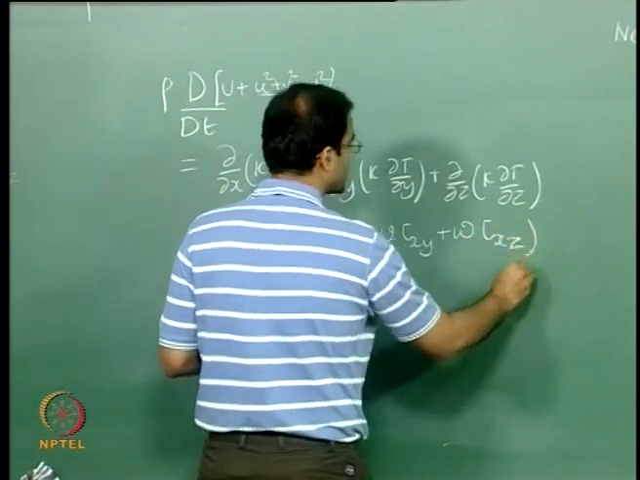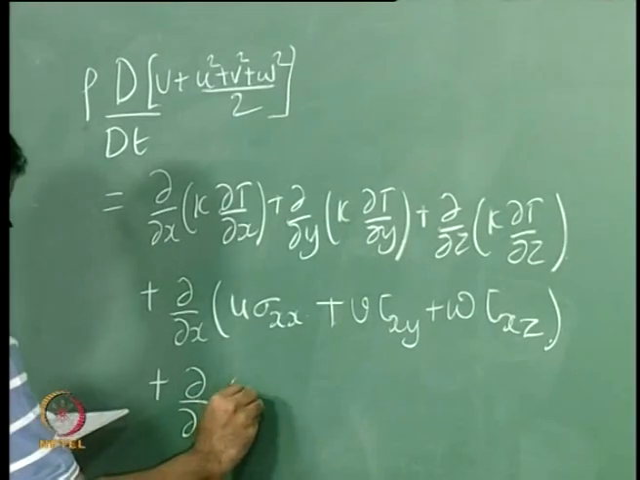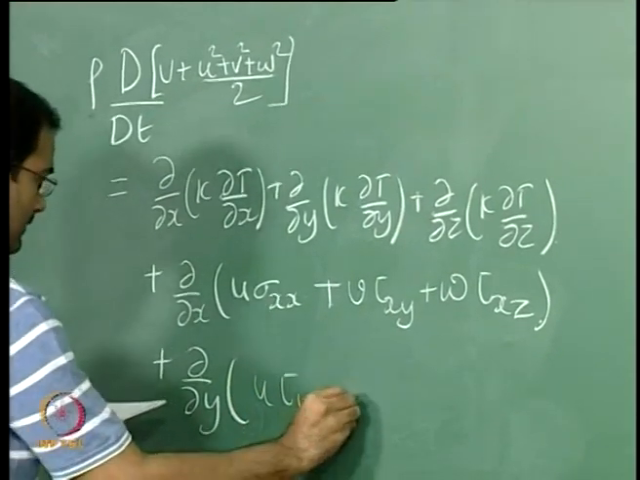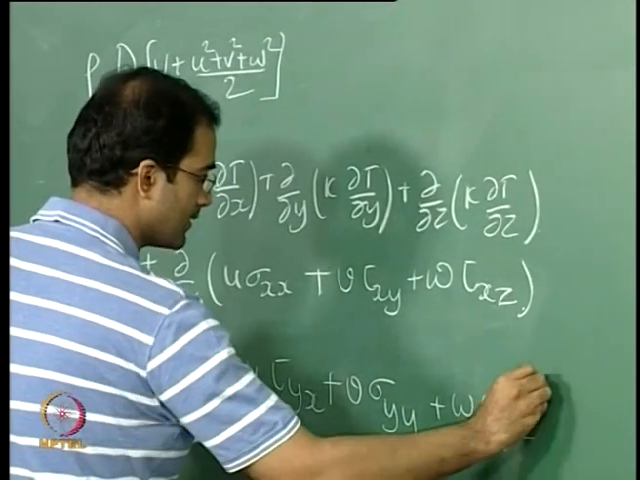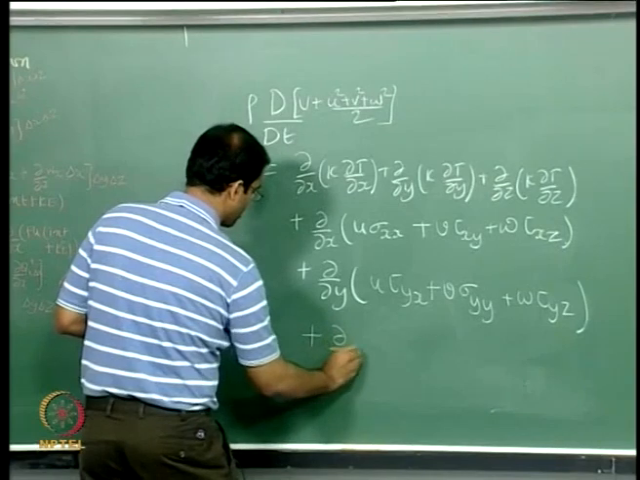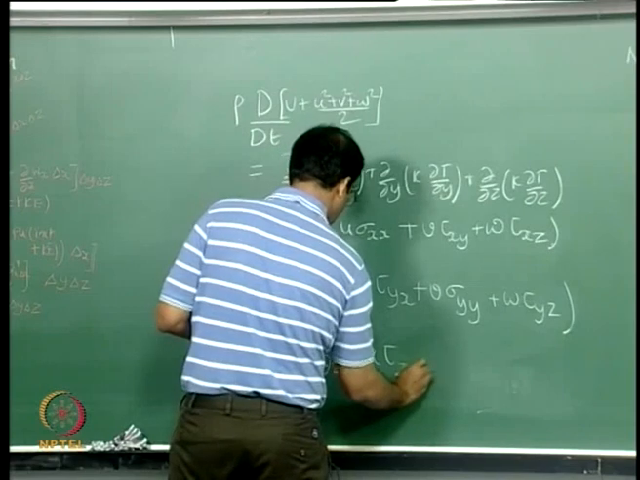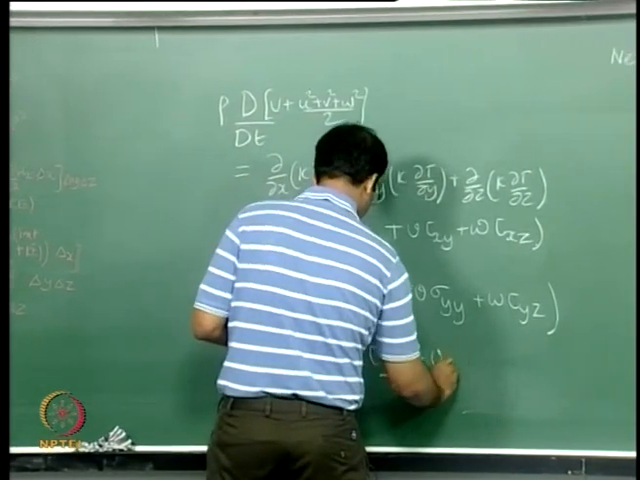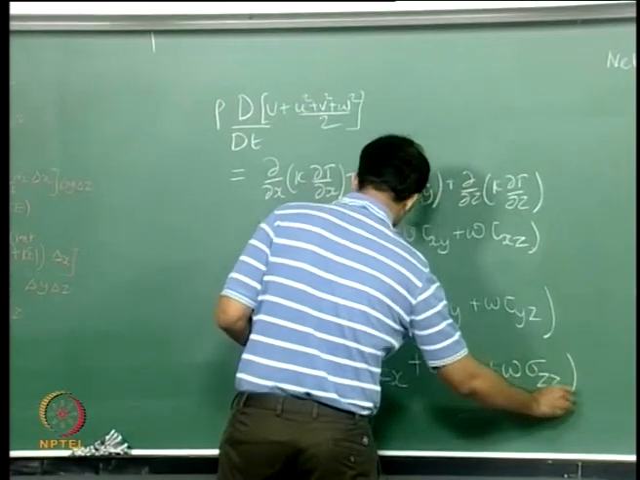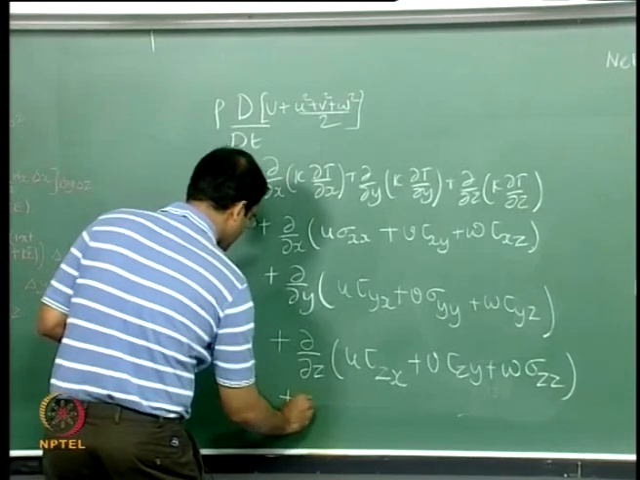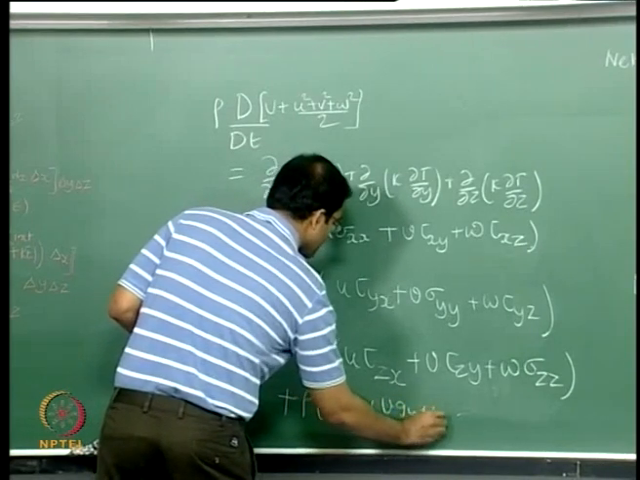Please check if these terms are right. Plus d by dy of u tau yx plus v sigma yy plus w tau yz, plus d by dz of u tau zx plus v tau zy plus w sigma zz, plus I have the body force terms, rho into (u gx plus v gy plus w gz).